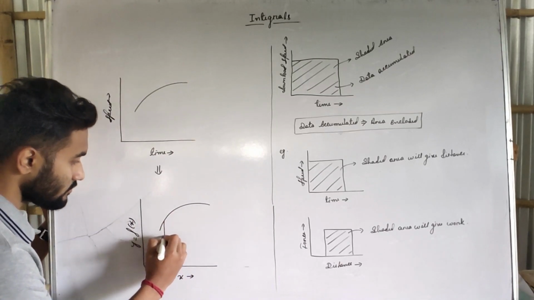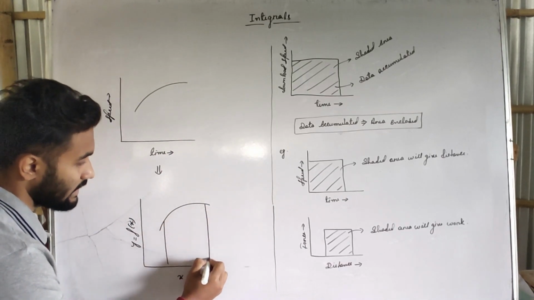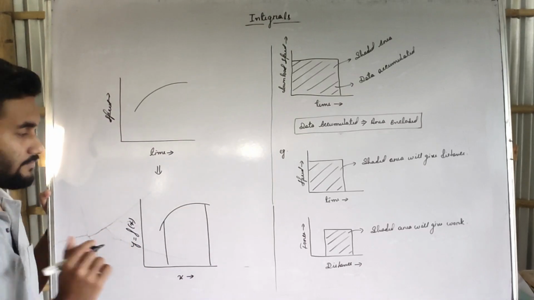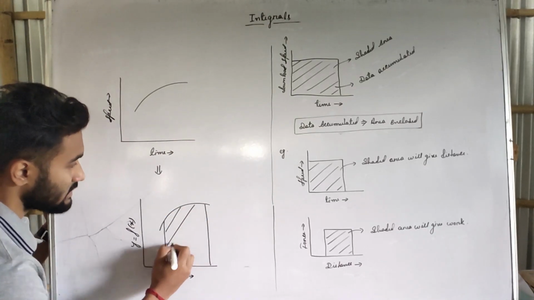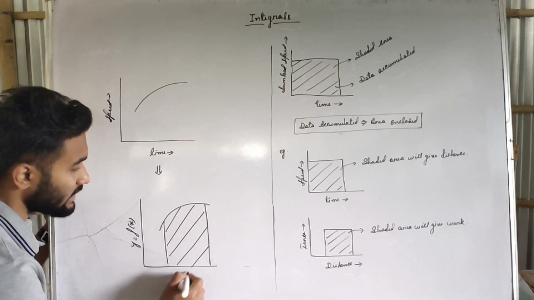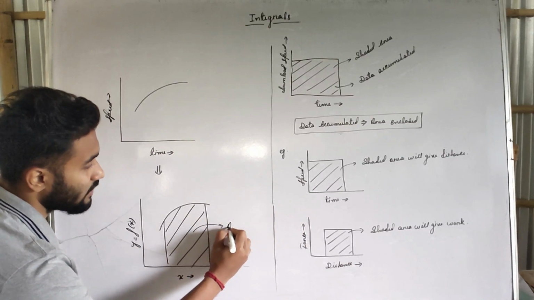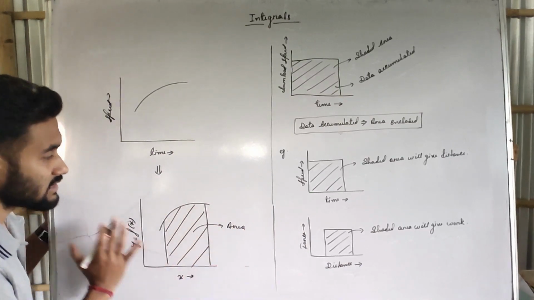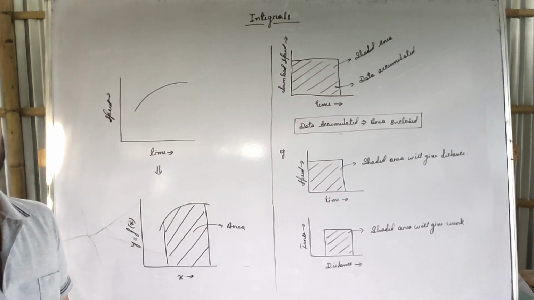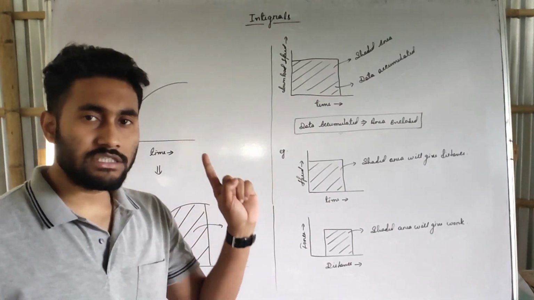what is the area under the curve? This is the area, right? This is the area and we need to find the area under this curve. Now this is difficult. This is not so easy. Finding the area under a straight line is simple.